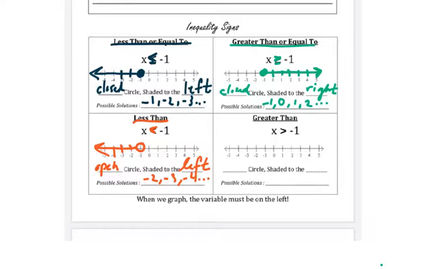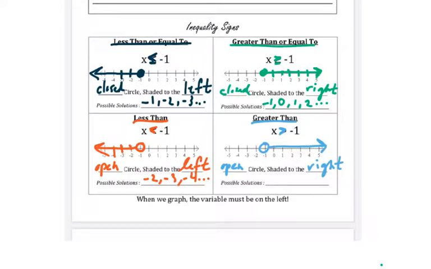Okay, our last one here, just the regular old greater than. So again, the bigger side came first, and it's pointing to the right. Here is negative 1, we circle it. There's no line below it, so I don't color it in, I keep it open. And then I'm going to color everything to the right. So this is an open circle, and I shaded everything to the right.